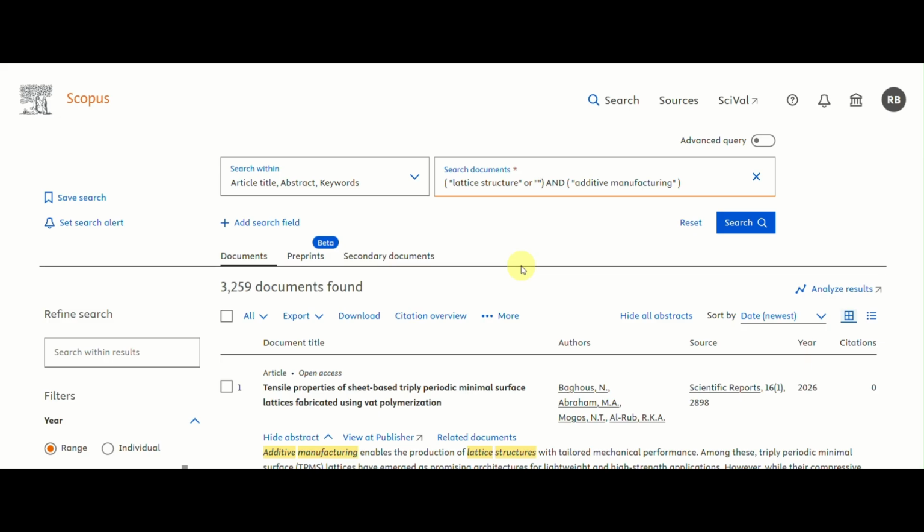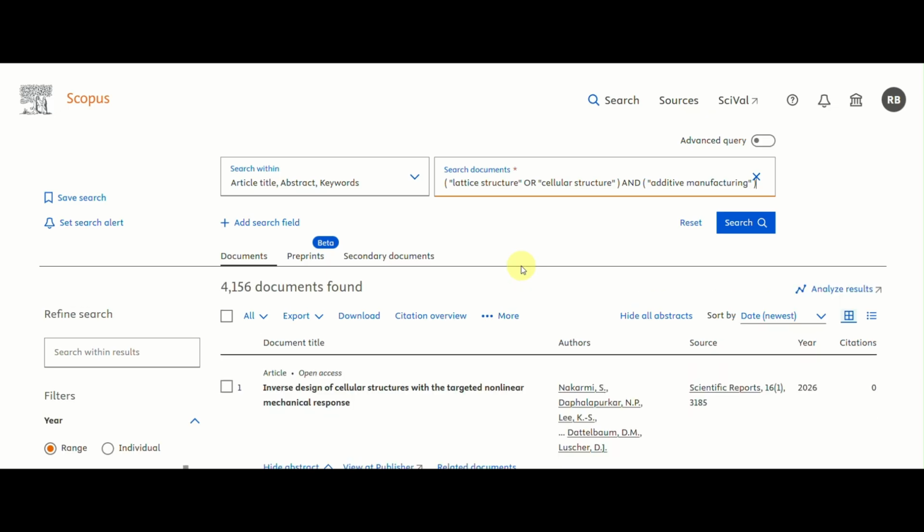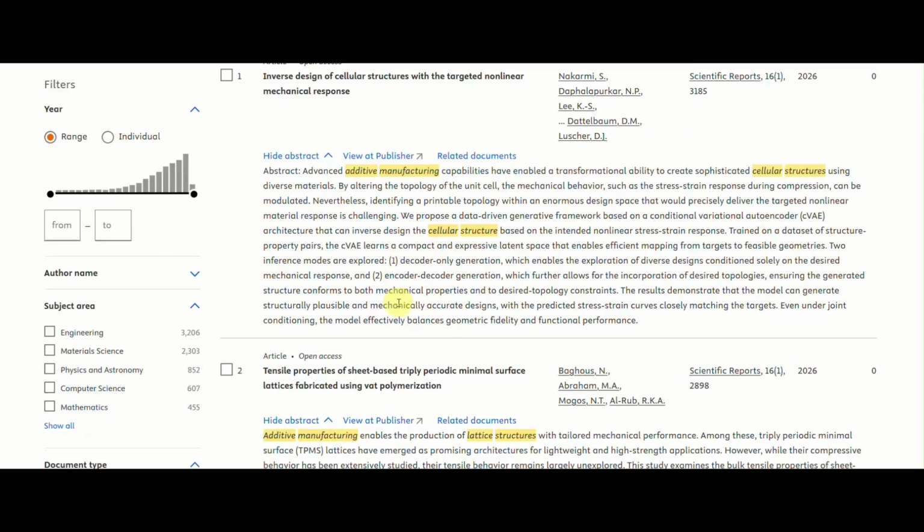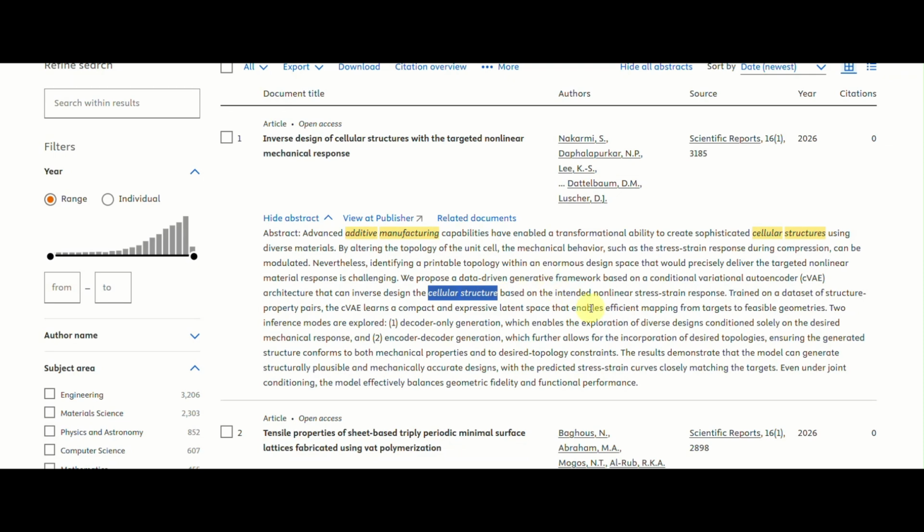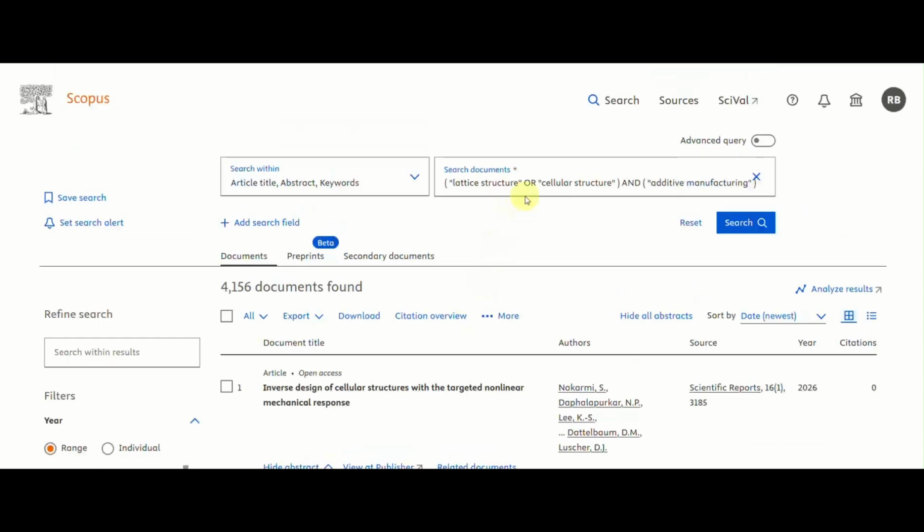Suppose I also call it a cellular structure, and we can also call it architected. Let's see cellular structure, and what is going to happen now. Now the number of documents has increased, isn't it? And this third keyword also came into the picture. See here, the lattice structure word is not there, but still one can find additive manufacturing and cellular structure. So this time it is considering additive manufacturing and cellular structure, although it doesn't have lattice structure.